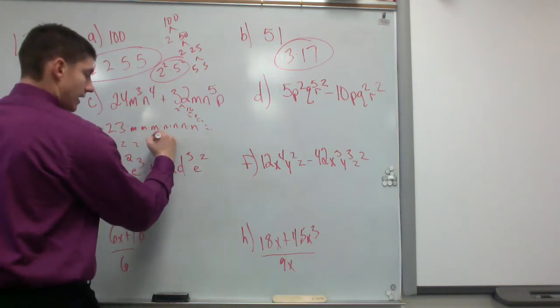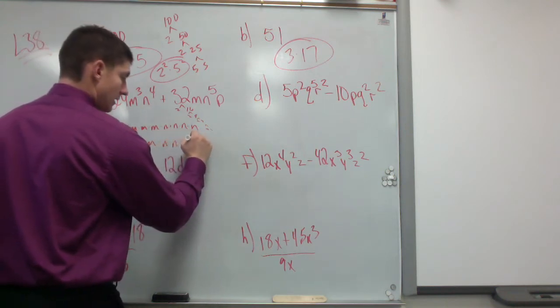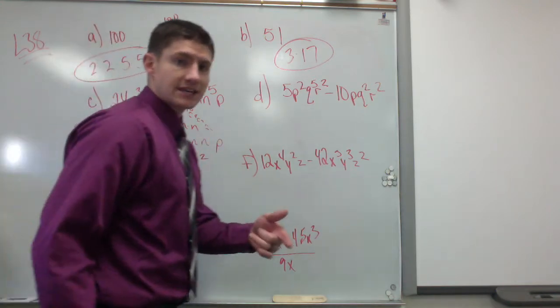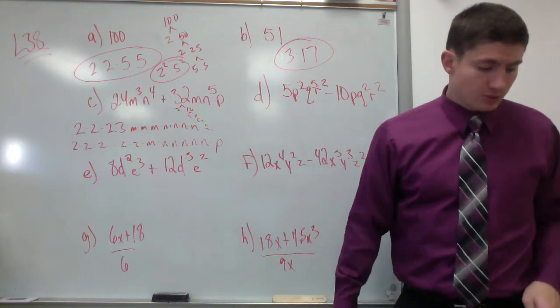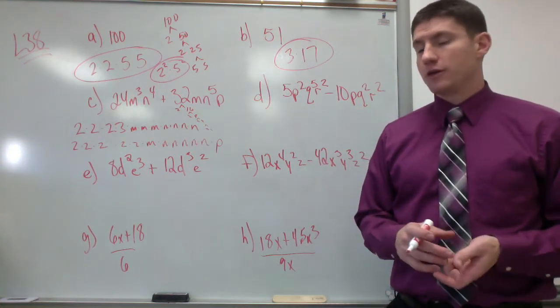Now I'll write down my variables as factors, m, n, n, n, n, n, because there's 5 of them, and 1 p. Now to find the greatest common factor, once I have the prime factorization of that algebraic expression done, I circle all of the terms that are common in both of these.